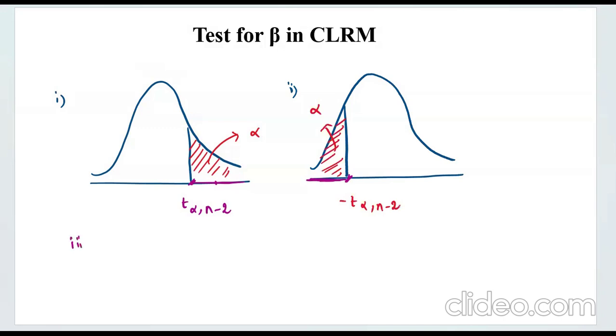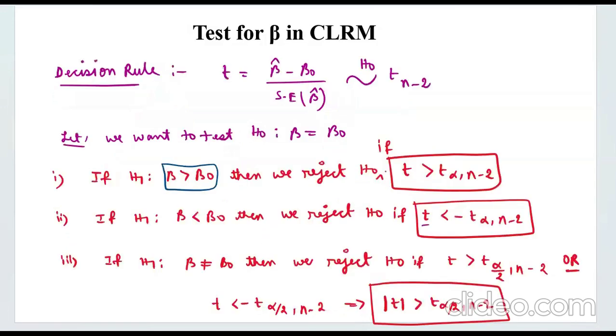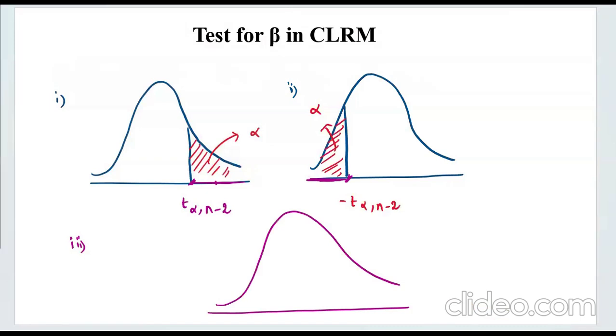And the third case is like this. This is a two-tailed test. See, this was the left-tailed test, this was the right-tailed test, and this is a two-tailed test. You do not know whether beta is greater than beta naught or less than beta naught. So beta is not equal to beta naught. So here you will have two rejection regions, one on this side and one on the other side. This is one rejection region which has this area, and this is another rejection region which has this area.